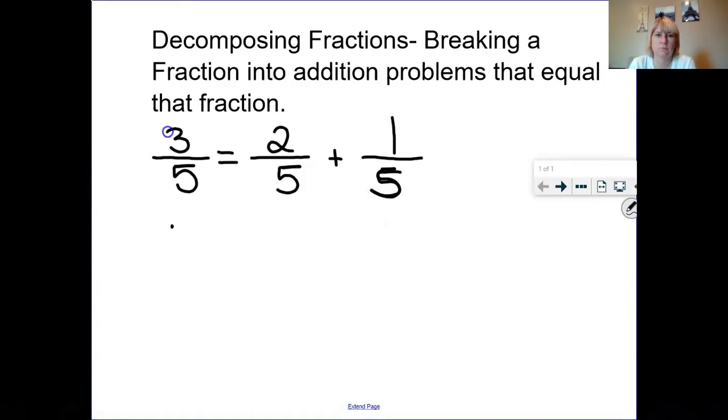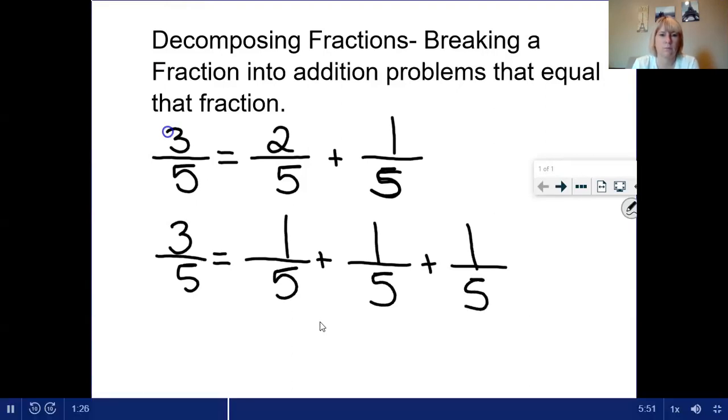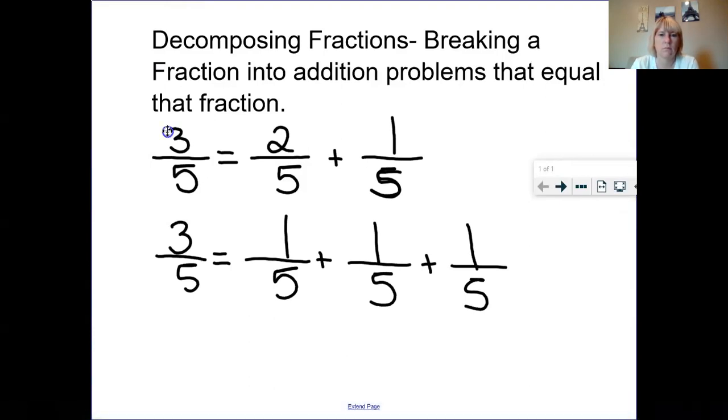We can do another one for this. So I've got 3/5 again. What is another addition problem that equals 3? What about 1 plus 1 plus 1? That equals 3. And so, like I said, the bottom stays the same. We just decomposed 3/5, and I made two addition problems.